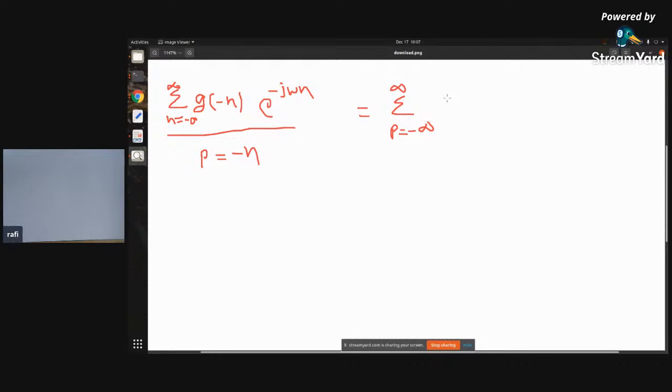Okay, so this is like g of p, and in the place of minus n, I can write it as e power plus j omega p. So what I will write is, I will assign minus to this. Okay, this is p. In the place of plus p, I am writing minus into minus. Okay, that's it.